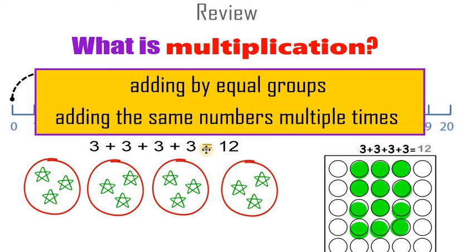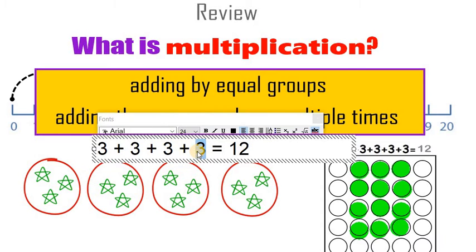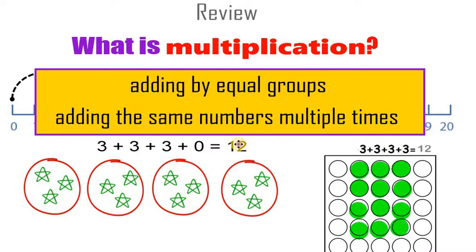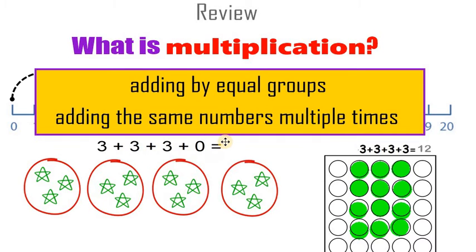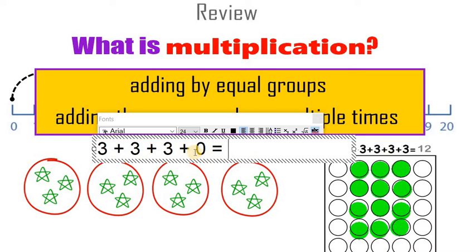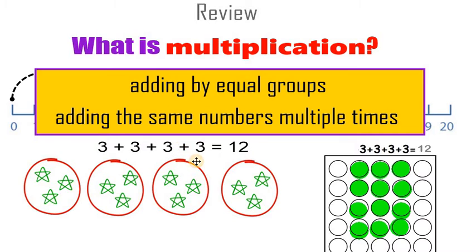If I changed this sentence right here, and I changed one of those 3's into anything except a 3, I no longer have a multiplication sentence. I'm not adding by the same number over and over, even though I've just put in a 0. So let's change that back. So now we have a sentence that means adding by multiple groups, and I can rewrite that as 3 times 4.